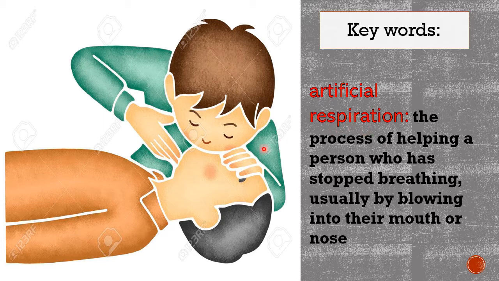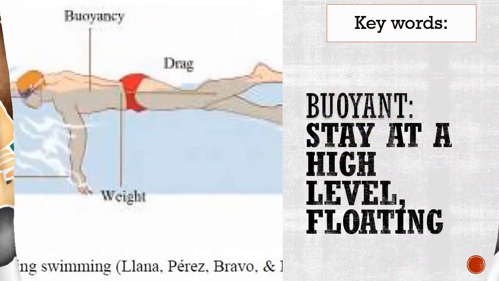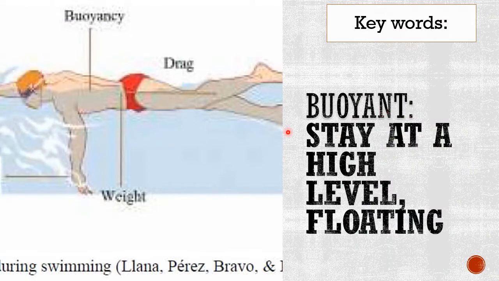Artificial respiration: the process of helping a person who has stopped breathing, usually by blowing into their mouth or nose. Buoyant means to stay at a high level, or it means floating. Look at the picture. This guy is buoyant, floating. The opposite of buoyant is sinking.